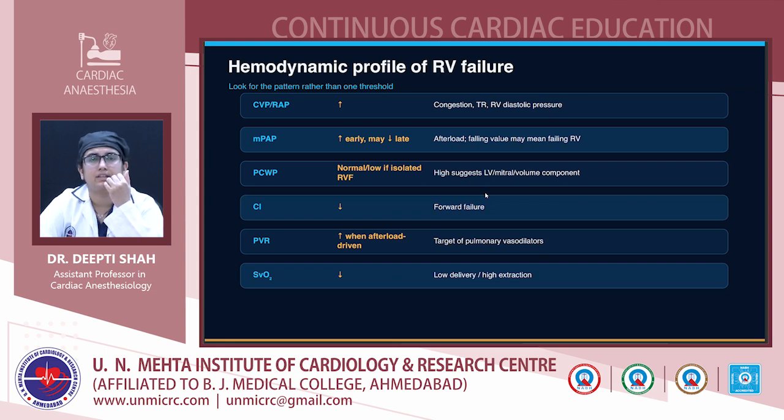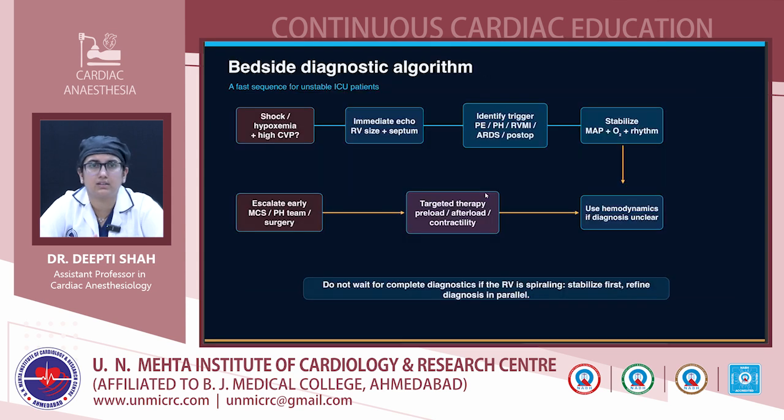The pulmonary capillary wedge pressure might be normal or low if isolated right ventricular failure is present. High pulmonary capillary wedge pressure suggests that an LV or mitral component might be present. A low cardiac index suggests that forward failure is present. PVR can be increased when the RV dysfunction is afterload driven. And low venous oxygen saturation suggests that there is low delivery or high extraction of oxygen.